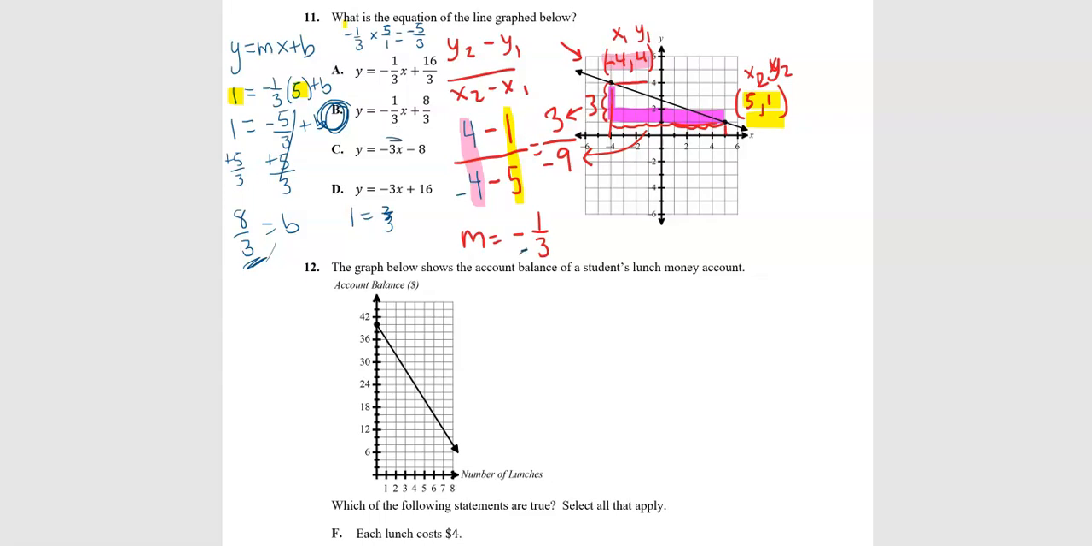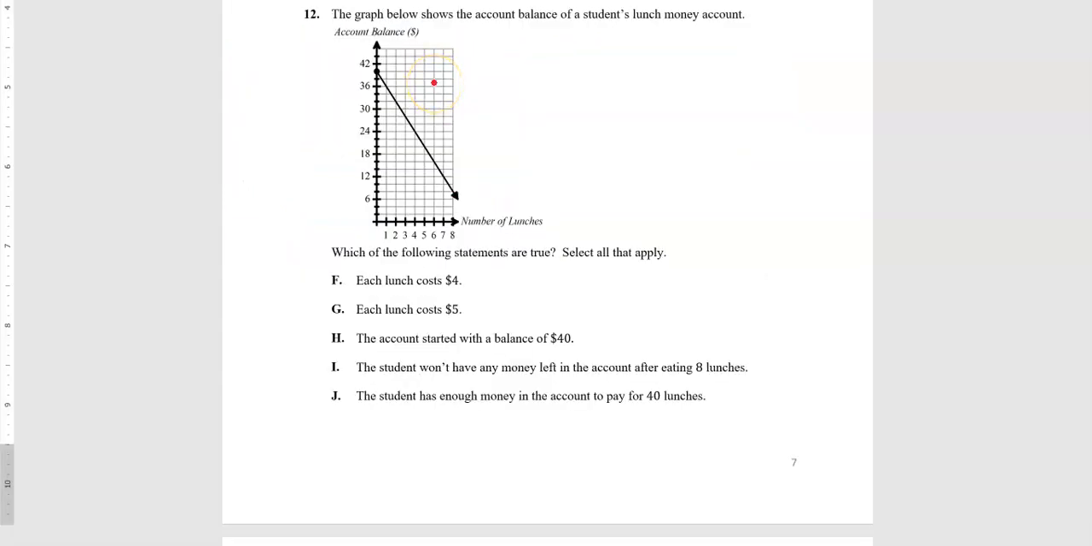In number 12, we are reading the graph. The graph below shows the balance of students' lunch money account. So we've got the account balance on our y and the number of lunches on our x. We want to know which ones are true. Select all that apply. There's more than one right answer. Each lunch costs $4, or does each lunch cost $5?